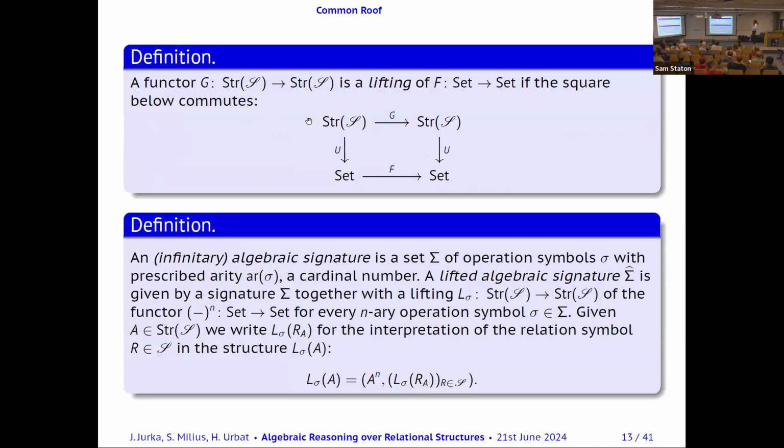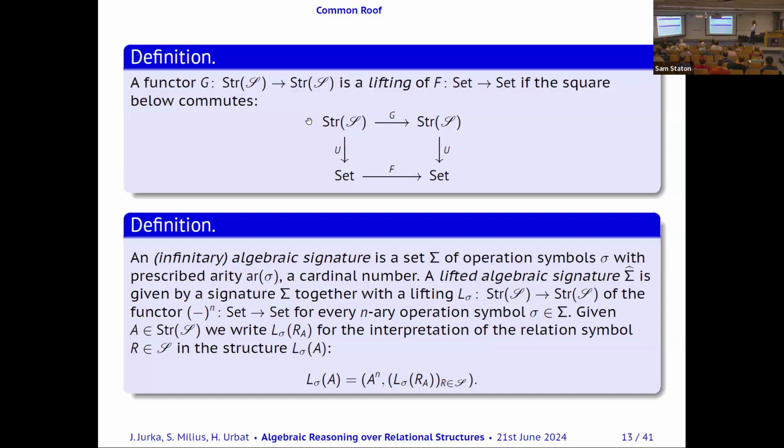The other direction in which this generalization of Milius et al. goes is that they consider liftings, and in particular lifted signatures. So a lifting is simply a lifting of some functor from Set to structures. So in this picture, G is a lifting of F. And then a lifted signature is an algebraic signature such that for each operation symbol, we have a lifting of this product functor, where n is the arity of the operation symbol.